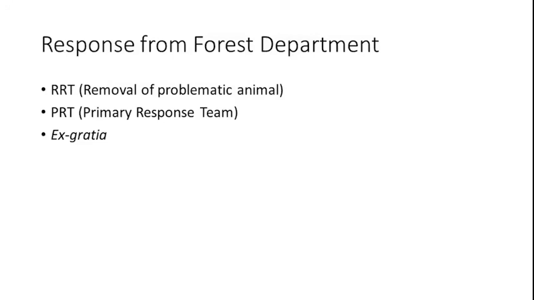So we talked to people and told them, look, this problem is yours. It's not the government's problem, the problem is yours. So would you want to help yourselves? And the majority responded positively and said yes. That is where this idea of a primary response team came. The primary response team is a unit comprised of some important or influential local people. It could be a school teacher, a local politician, a sarpanch, a forest guard, anybody whom people listen to.